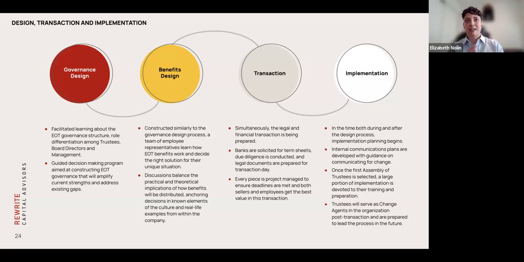While this entire design process is happening, we have the transaction occurring. It's a very fulsome legal and financial transaction. So banks are solicited for different term sheets to make sure sellers are getting a great deal. Due diligence is conducted, and every piece of this is really project managed from start to finish to make sure that all of our deadlines are being hit and all of these different phases are coalescing together perfectly.